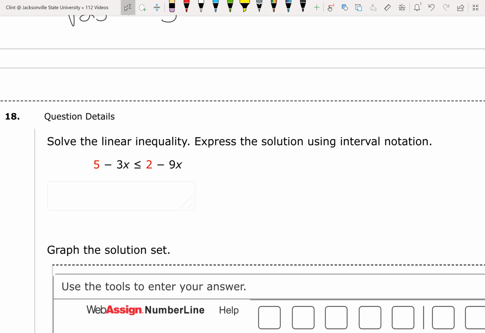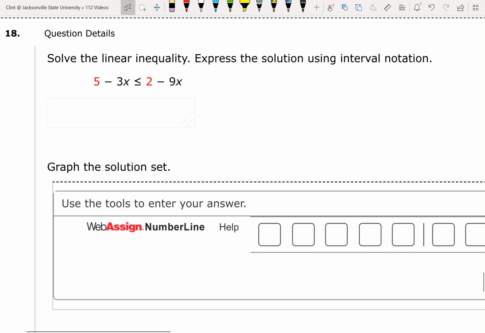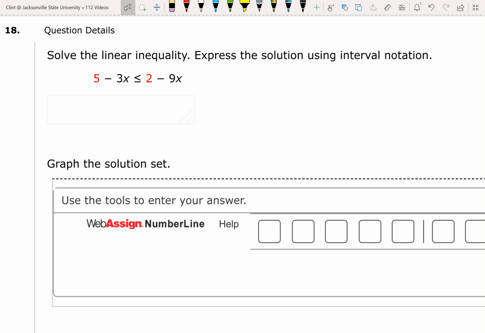Alright, number 18. We got a linear inequality, and sorry, the number line thing doesn't work good on here. We'll just have to draw it out. So what am I going to do here? I'm going to subtract 5 from both sides, and then I'm going to add 9x to both sides. We'll get our x's on one side. So we do the x part first. Negative 3x plus 9x is 6x. And that's less than or equal to, we got 2 minus 5. So it's negative 3.